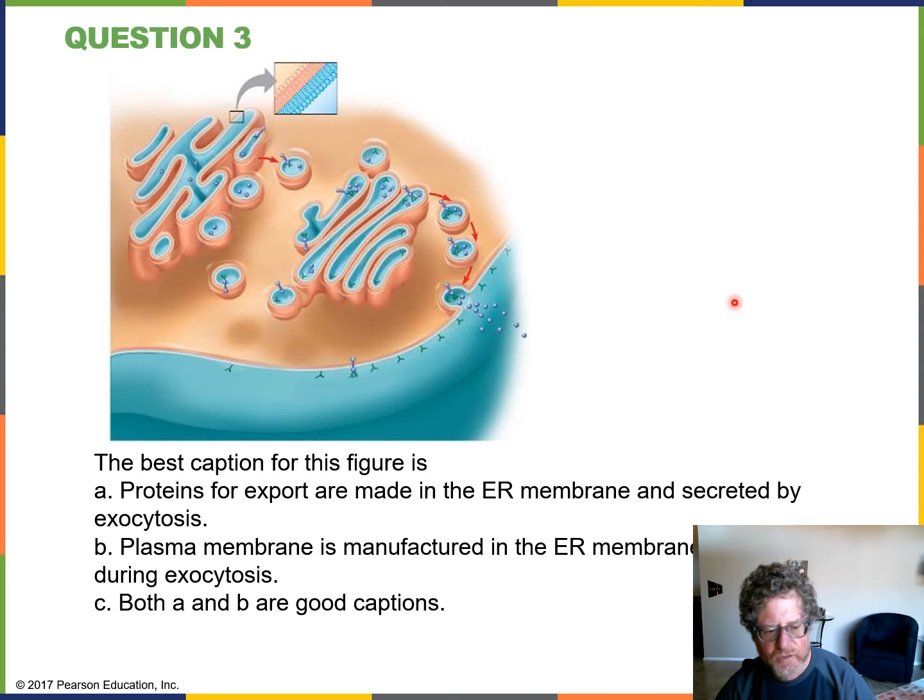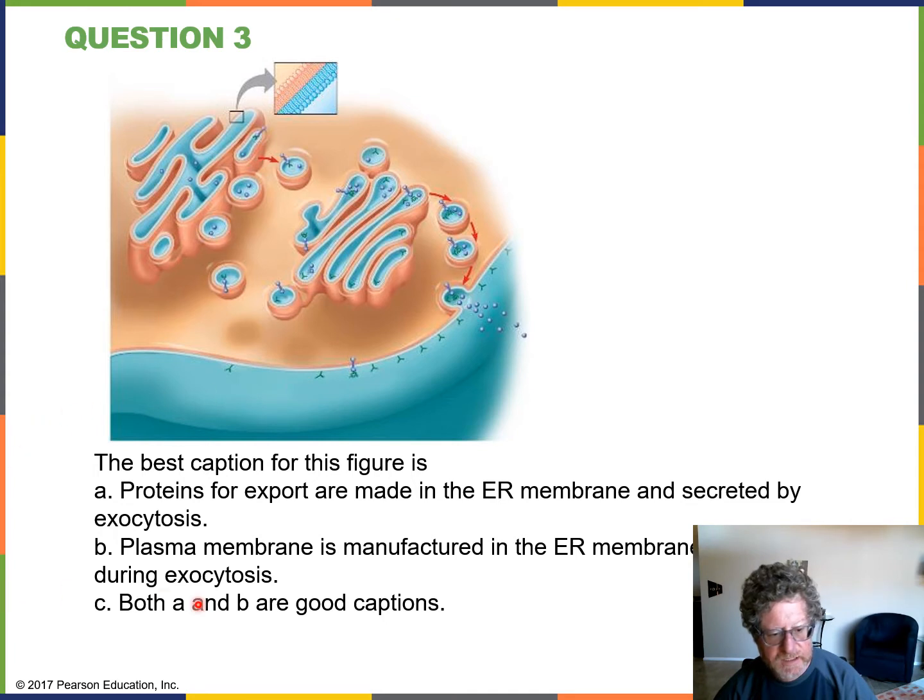Okay, question 3. Look at the figure and tell me what the best caption is. Is it that proteins for export are made in the ER membrane and secreted by exocytosis? Is it that plasma membrane is manufactured in the ER membrane and moves to the surface during exocytosis? Or both A and B are good captions?